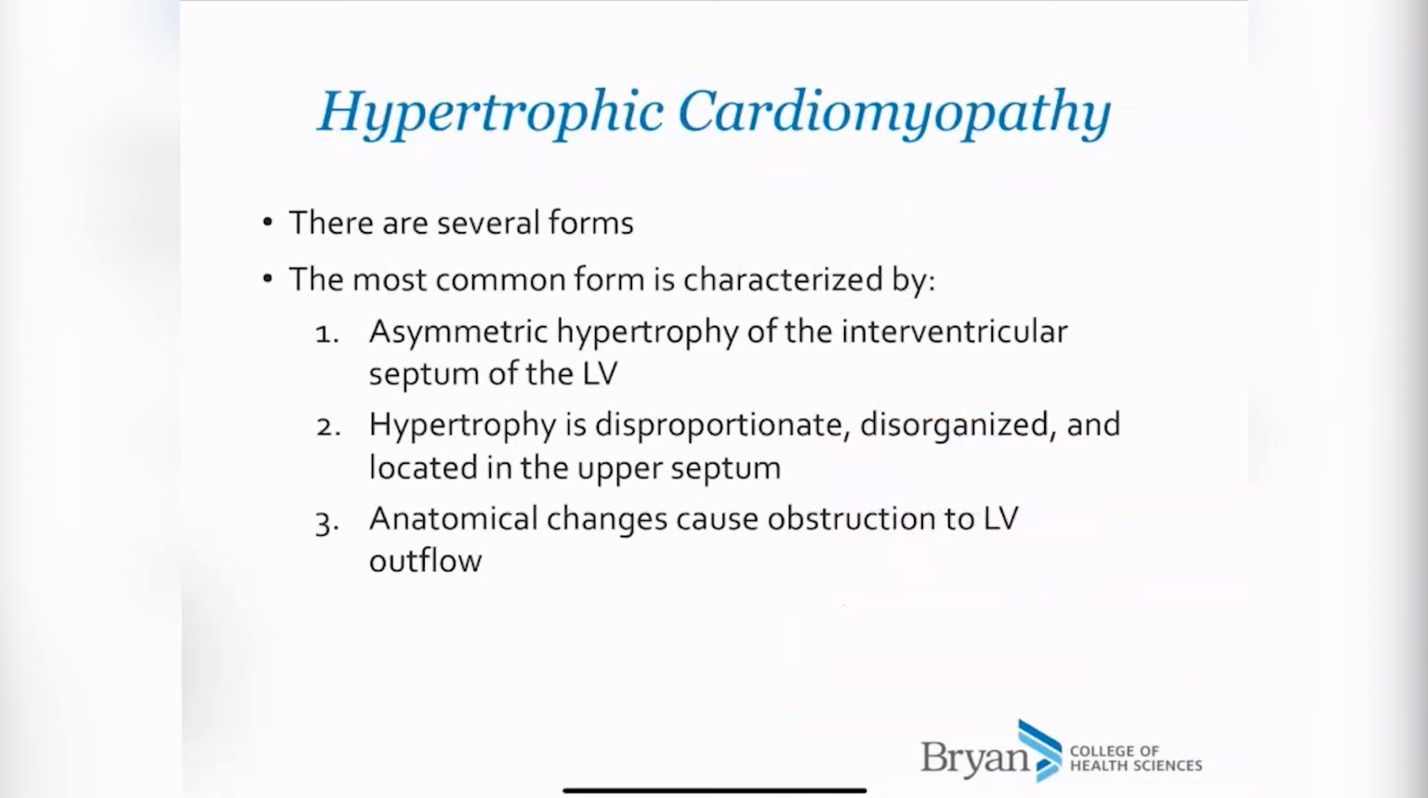There are several different forms. Today we are going to talk about the most common form, which is characterized by asymmetric hypertrophy of the interventricular septum. That hypertrophy is disproportionate, it's disorganized, and it's located in the upper portion of the septum. And those anatomical changes then go on to cause the obstruction to left ventricular outflow.